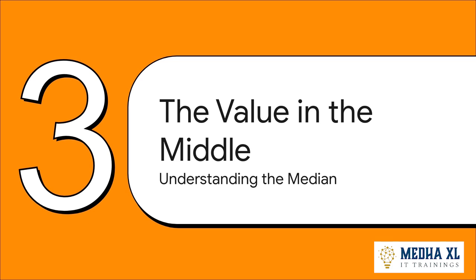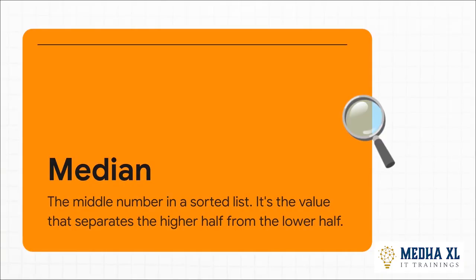So let's move on to our next tool, the median. This is all about finding the value that's smack dab in the middle. The median is all about position. It's the number that sits right in the physical center of your data. But, and this is key, only after you've put everything in order. It literally splits your data set into two equal halves, the top half and the bottom half.